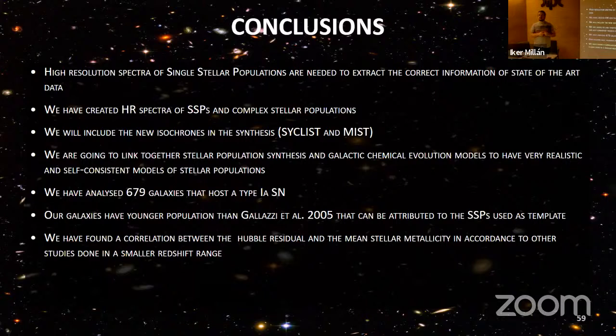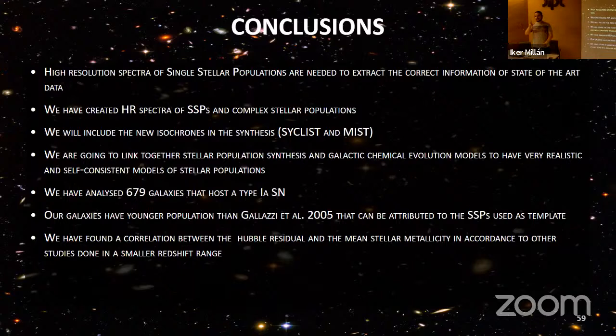Do you have any idea of whether this correlation could move the value of H naught, by how much? No, we needed to do it before. I don't have it. It's like a point. 0.15 dex between the lowest metallicity and the highest metallicity. But I don't know how much.